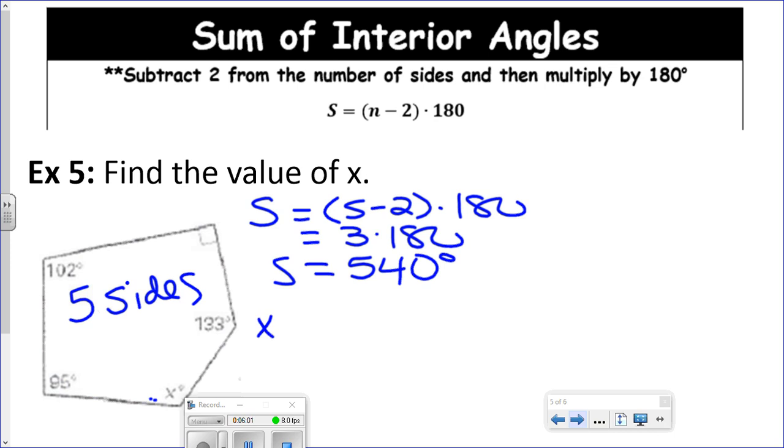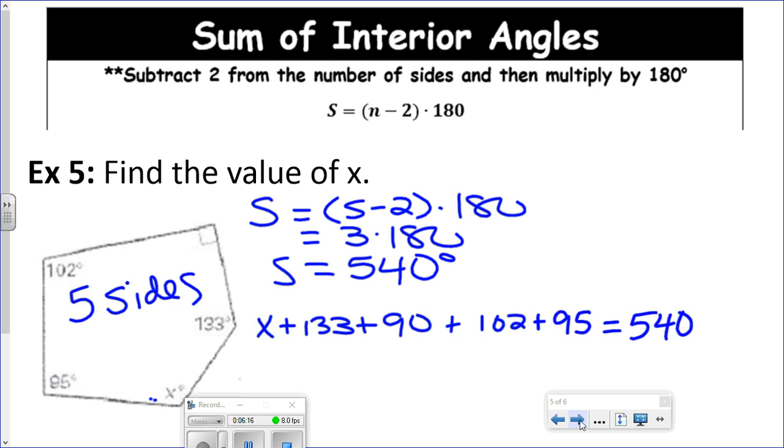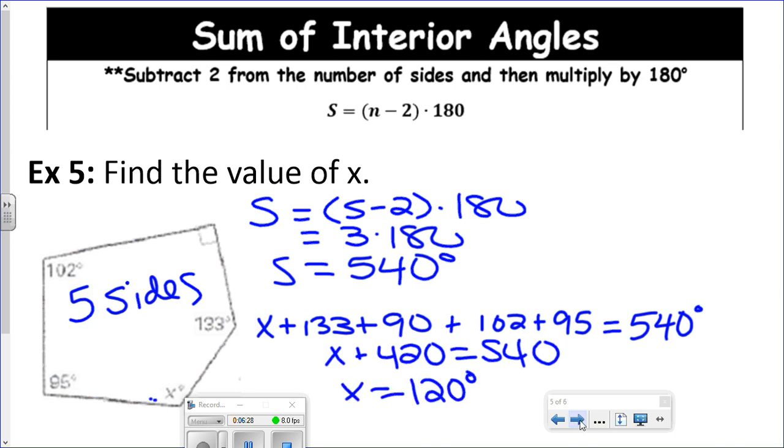So we get x plus 133 plus the 90 degrees plus 102 degrees plus the 95 degrees. And all 5 of those have to add up to 540 degrees. And so now we just go ahead and solve this. We're going to combine the like terms. And we end up with x is equal to 120 degrees. Okay? So we know this value here has to be 120 because this is a pentagon.